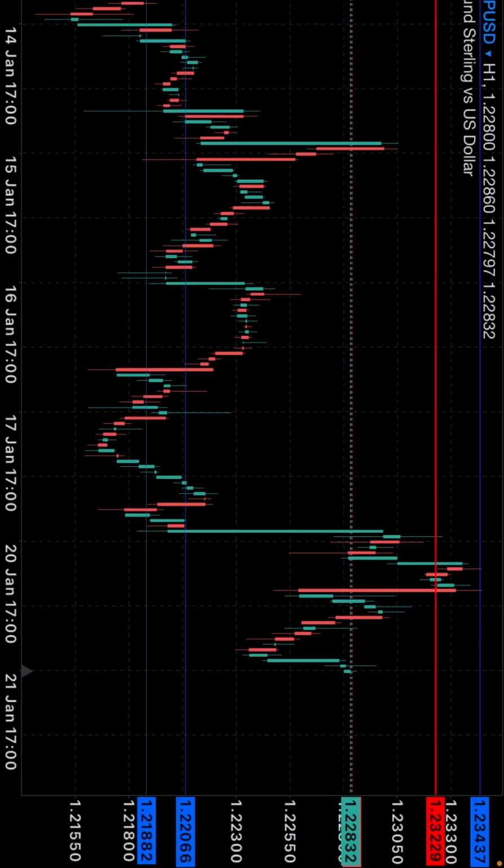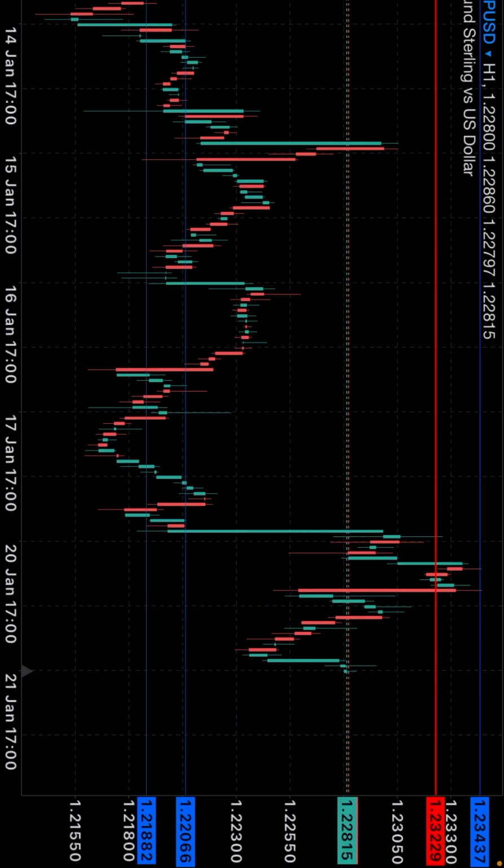Because if you realize, it still came down for another 100 pips. If I had entered here and put my stop loss, I would have been taken out by now, because my stop loss would have been at 1.22550, right? So I think it would have taken me out already by now.